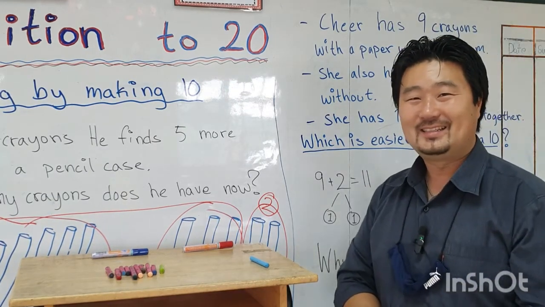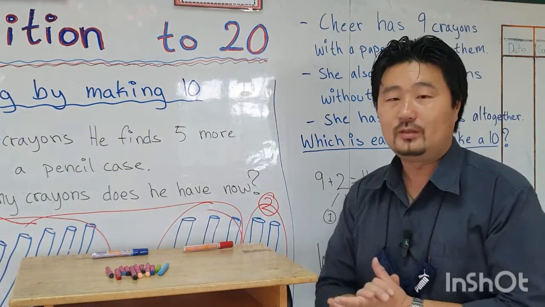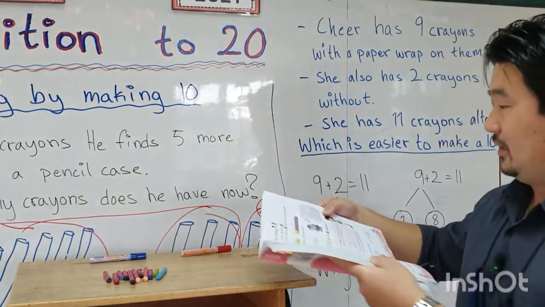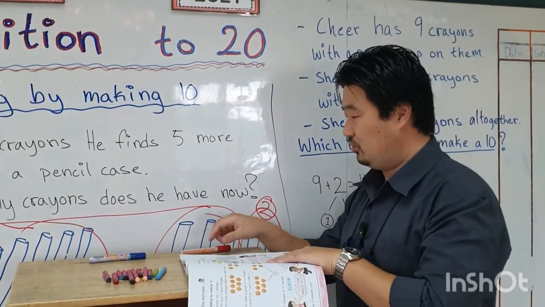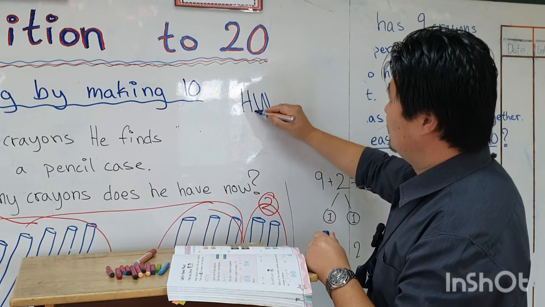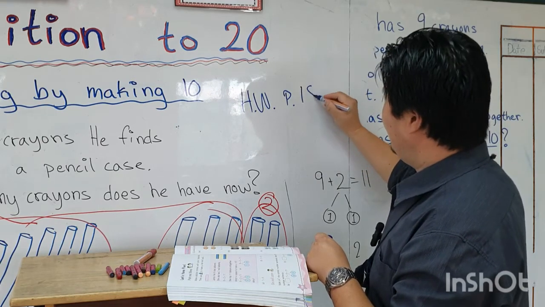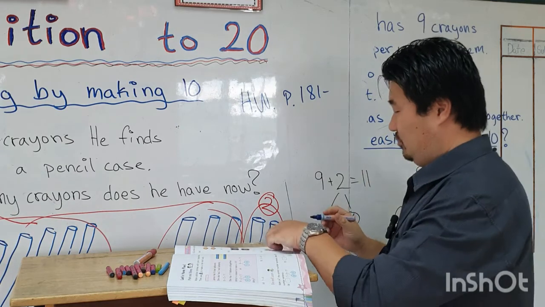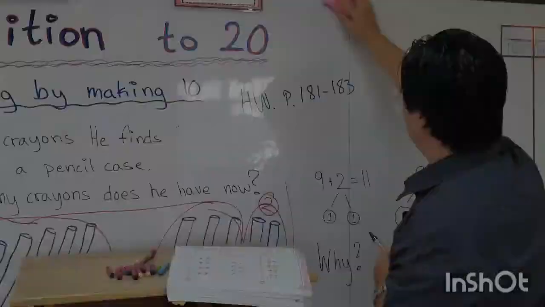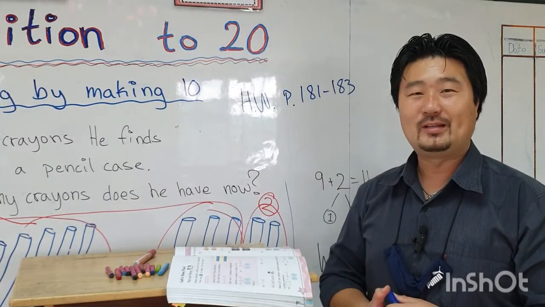Okay, do you understand? Good. So then let's go to the book. And I want you to do, let's see, homework, page 181 to 183. That is your homework, 3 pages. Alright, so I will see you in a little bit.